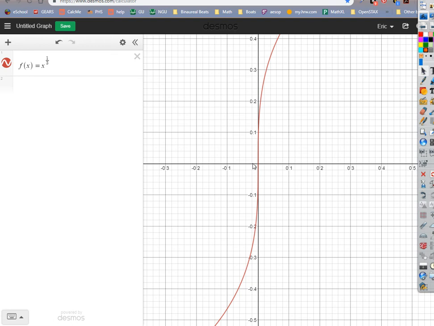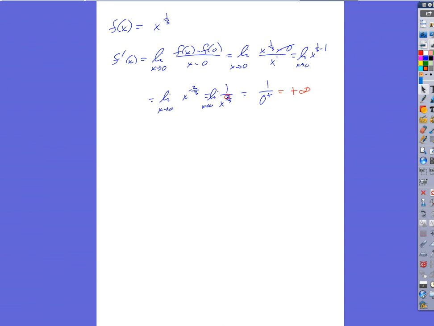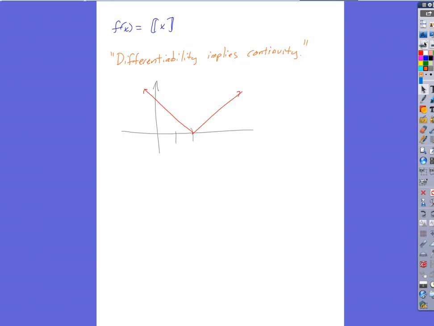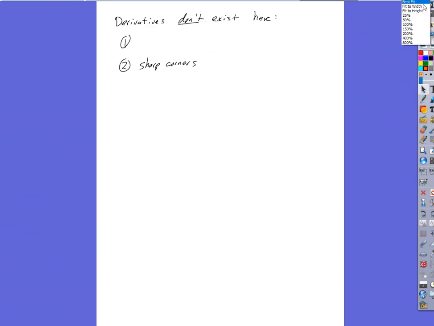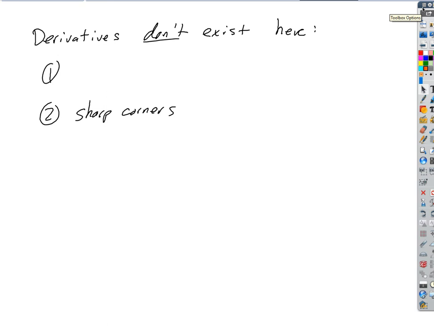Okay, so that didn't work though. We didn't get a derivative back. So what's our third category? If we go back to our list, there's our list. Derivatives don't exist at sharp corners. Anywhere limits don't exist.